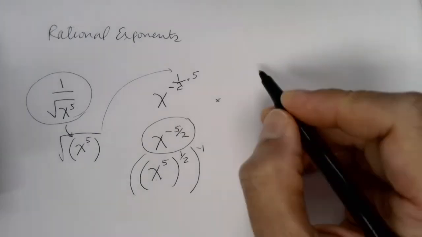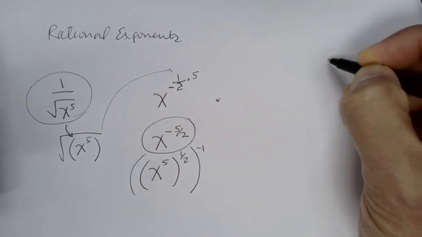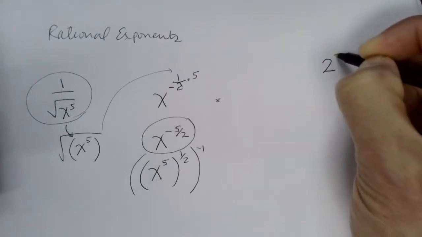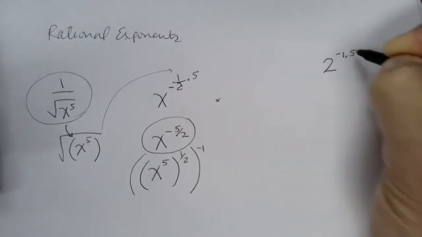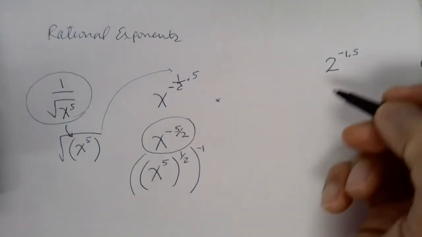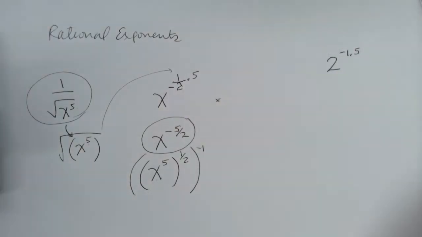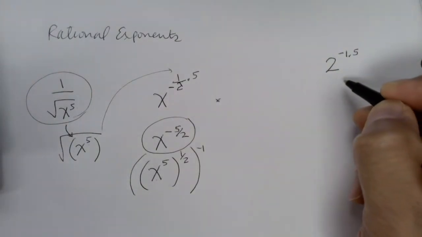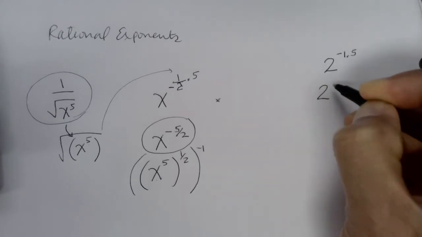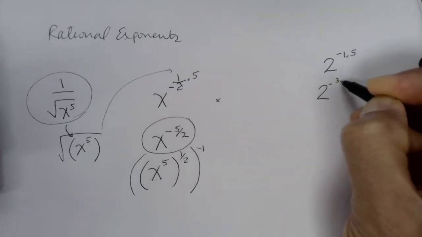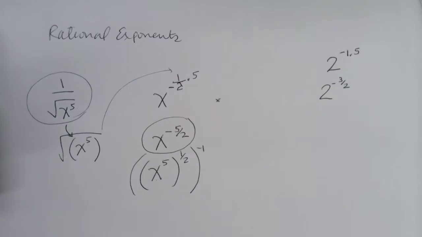How about number 14? Let's go the other way. So in exponential form, 2 to the negative 1.5, and I want to put this into radical form. Well, first, let's translate this into a fraction. 1.5 is 3 over 2.